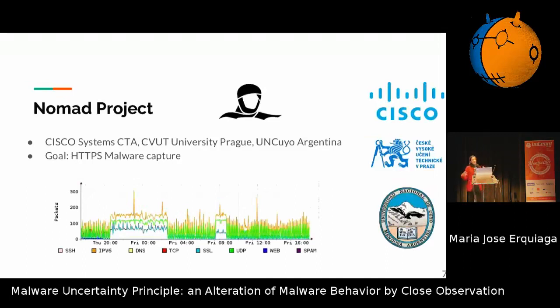So in this context, the Nomad project was born. This is a project between Cisco Systems CTA and the Technical University in Prague, Czech Republic, in collaboration with the National University of Cuyo. The goal of this project was to collect malware captures that were using encrypted channels. It was a project to help Cisco Systems study this kind of malware, and for us to analyze the captures.